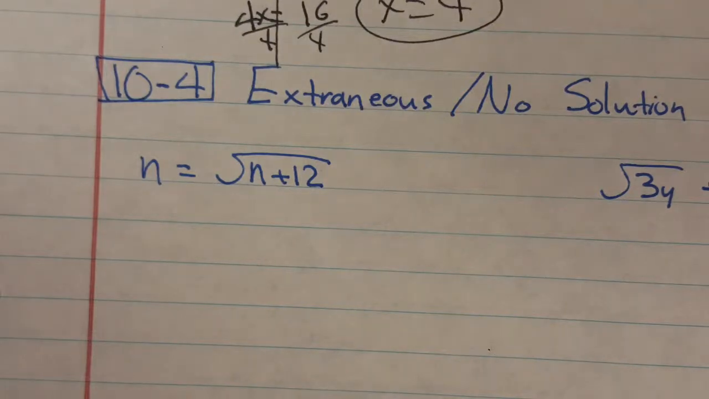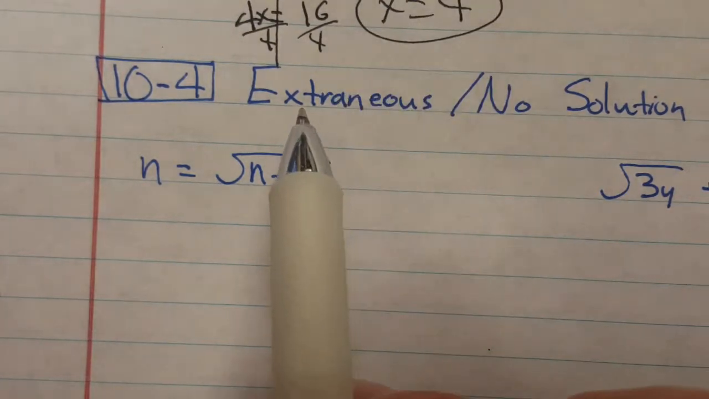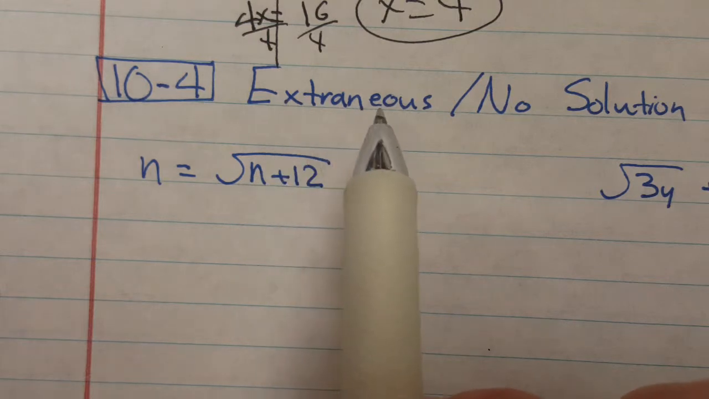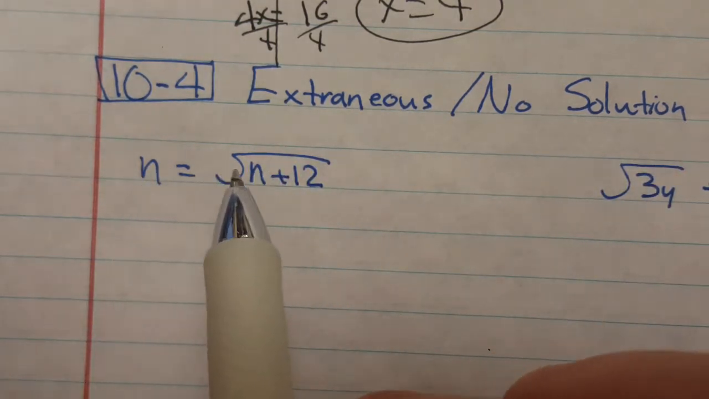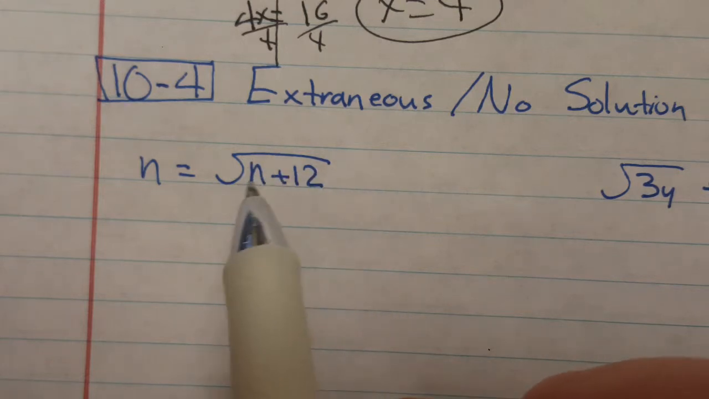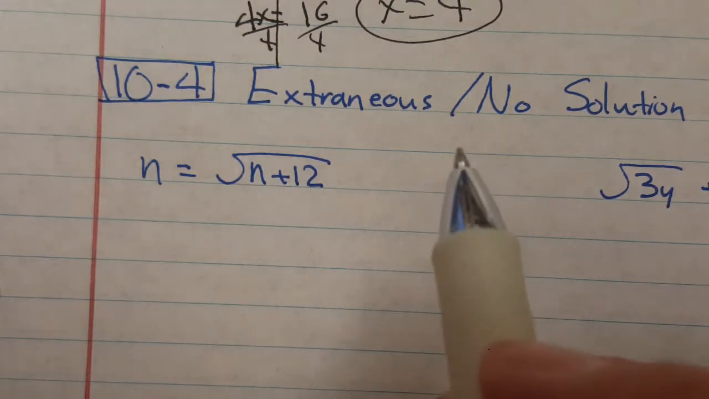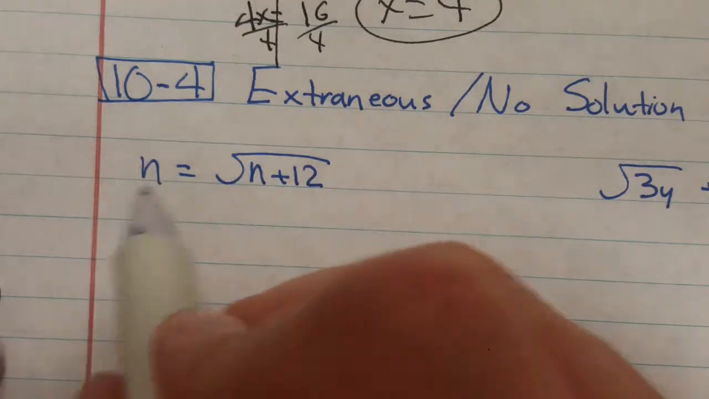Okay, so now we're talking about sometimes when you have a thing called an extraneous answer or a no solution type situation. Here's a problem. We're not going to spend a ton of time doing these, but just know that sometimes when you have negatives involved, they don't always work out. So watch this. How would you solve a problem like this?